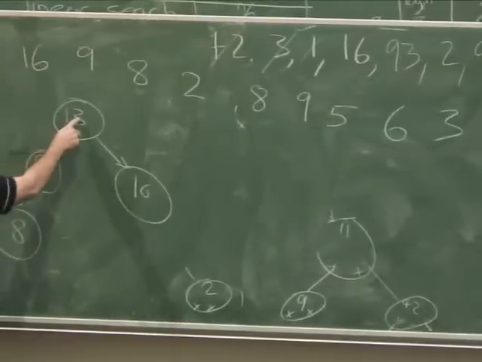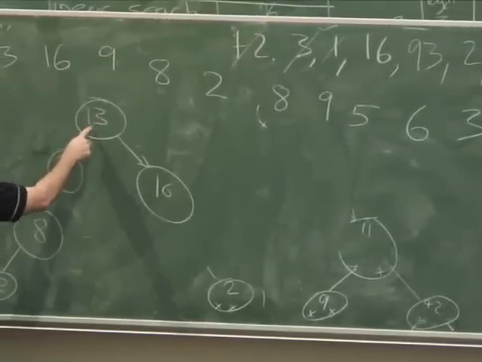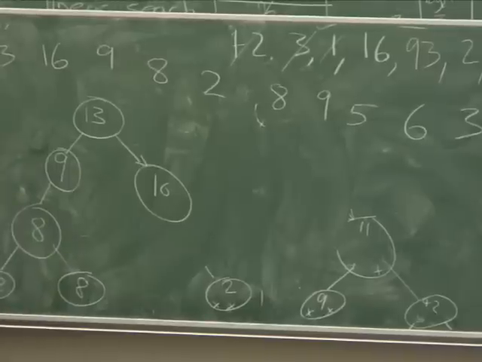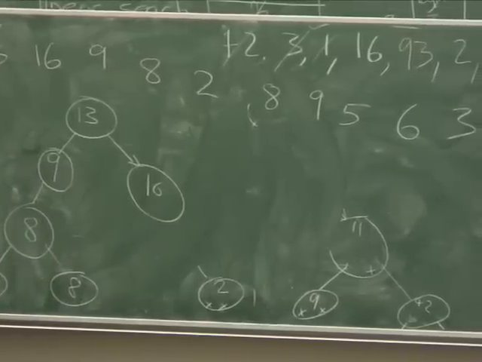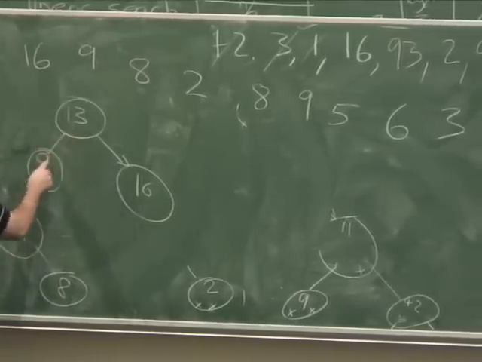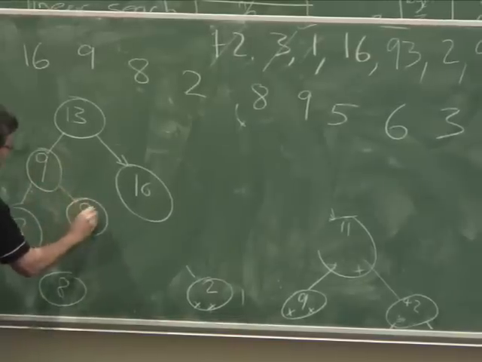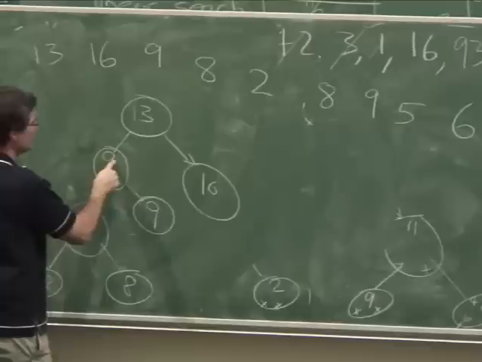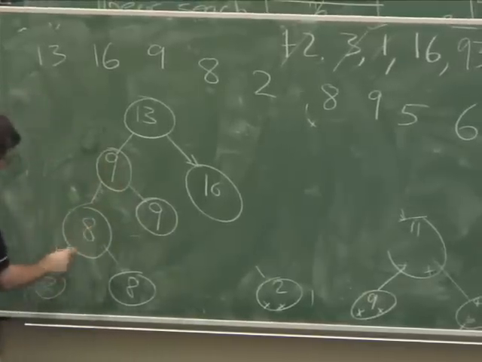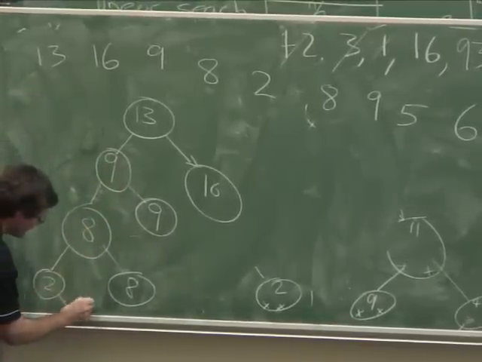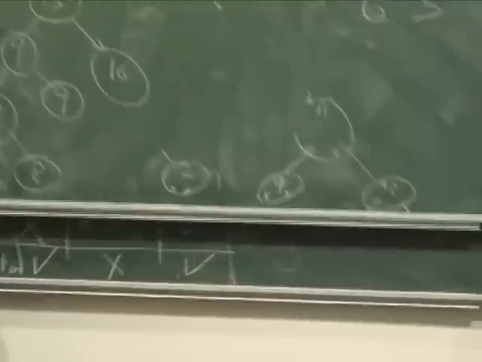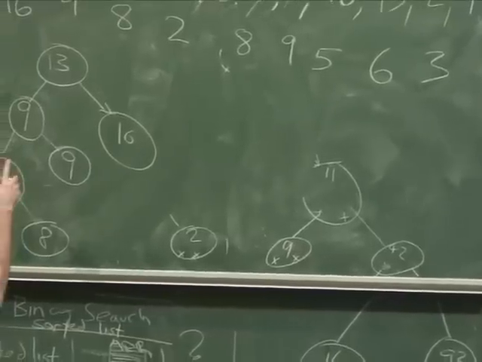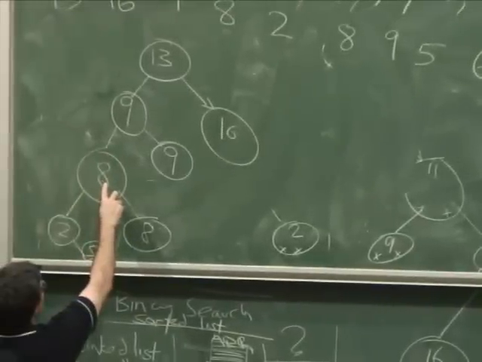And another 8. So 13, smaller than 13, smaller than 9, but equal to 8, so it goes down here. 9 again. It's smaller than 13, but it's equal to 9, so it goes down there. 5 is smaller than 13, smaller than 9, smaller than 8, but bigger than 2, so it goes down there. 6 is smaller than 13, smaller than 9, smaller than 8.